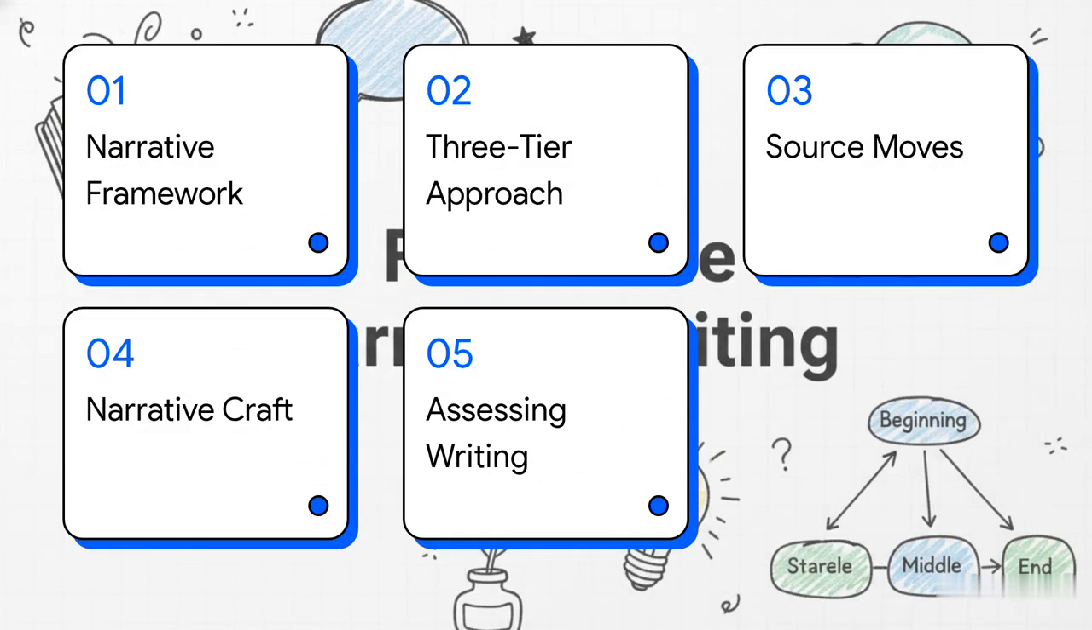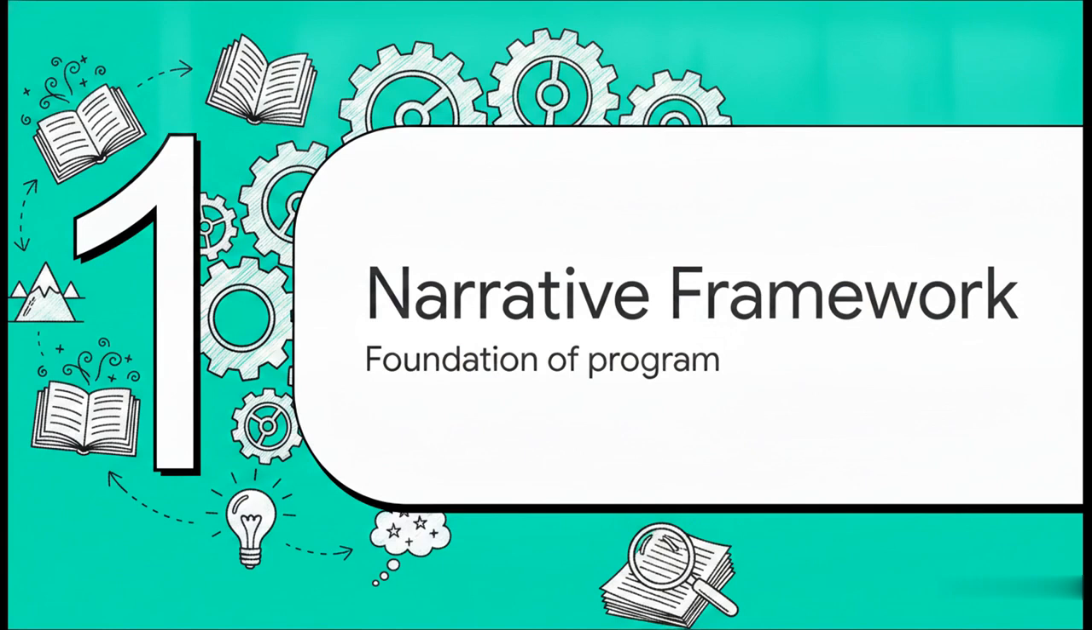So here's our quick roadmap for today's explainer. 1. The narrative framework. 2. The three-tiered approach. 3. Making essential source moves. 4. Boosting narrative craft. And finally, 5. Assessing student writing. Let's kick things off with Section 1, the narrative framework.